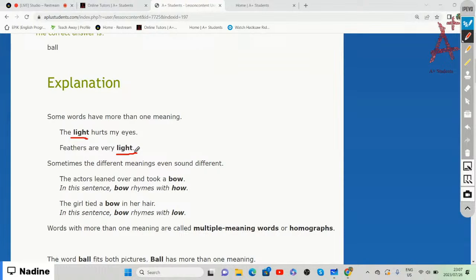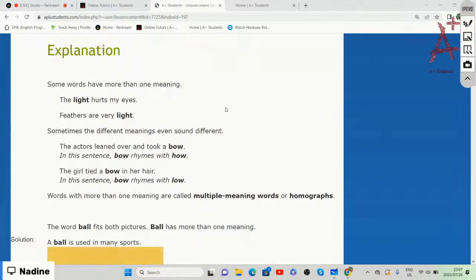It's a feather of a bird, and when you pick up a feather of a bird, you actually see how light it is, right? Which means that a feather is not heavy, but it is very light. So that is to do with weight. Basically, some words have more than one meaning, and like I say, light and light are spelled the same, sound the same, but the meanings are different.